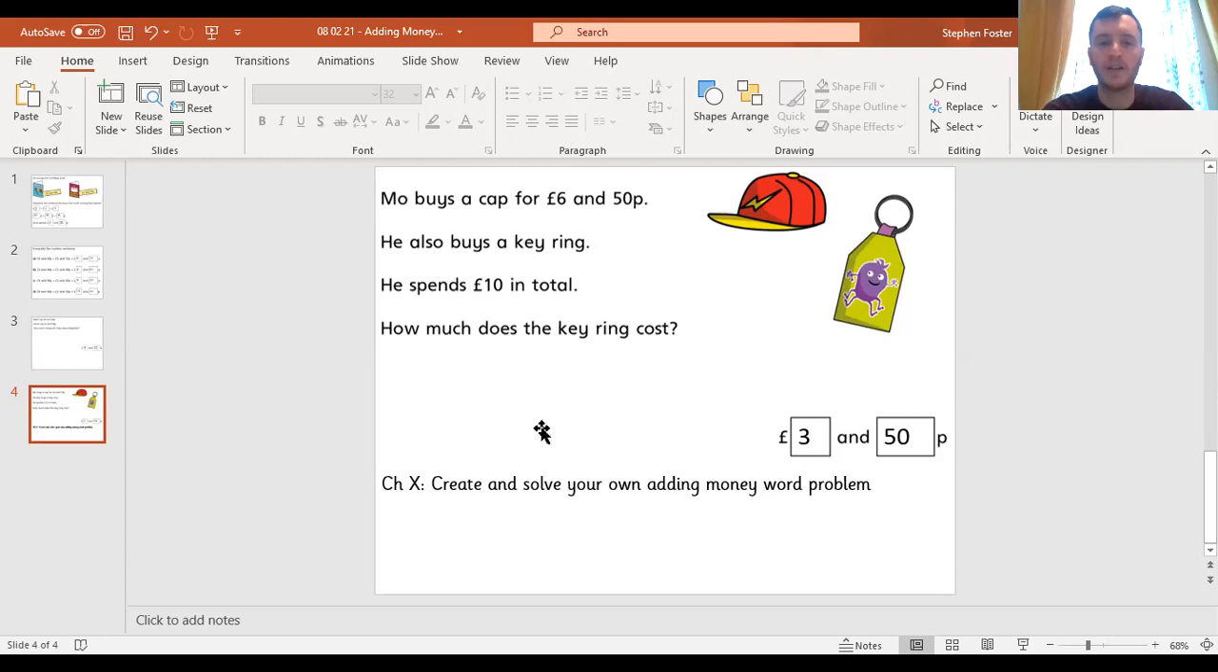If you would like a further challenge, there is a challenge for you to create and solve your own adding money word problem, maybe a bit similar to some of these. Just before we finish today, I'm going to quickly share your fluency to finish with. So bear with me one moment.